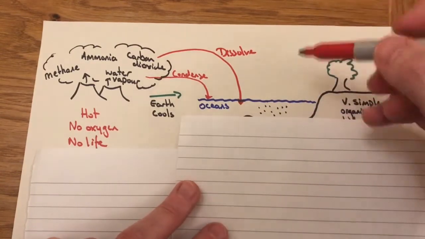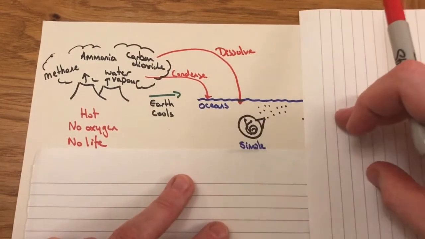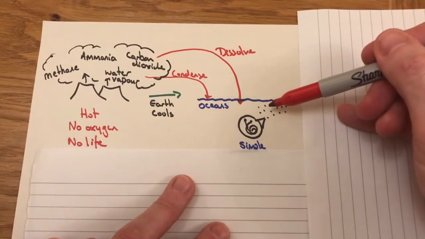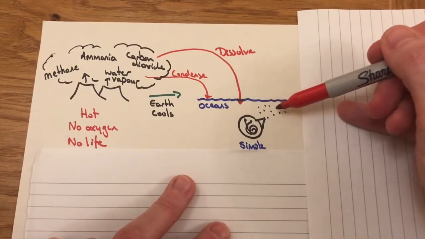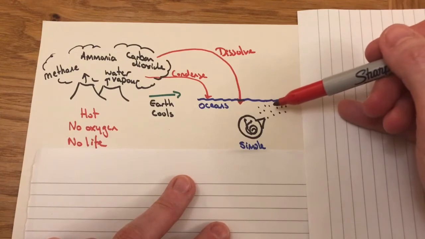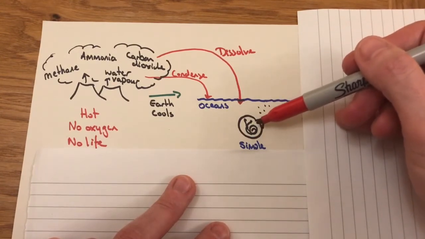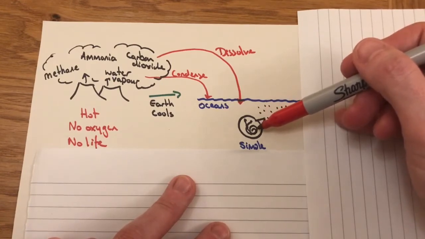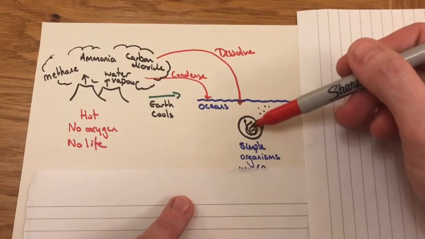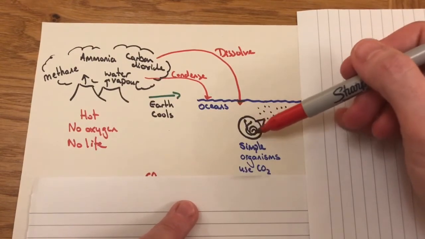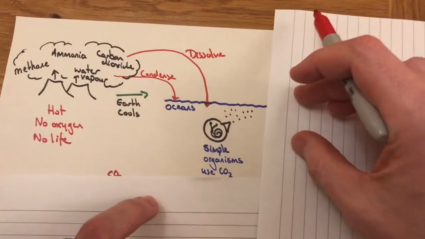Once that carbon dioxide is in the ocean, we start to get very simple, in some cases single cell, creatures that will start to use that carbon dioxide. For example, we know that the shells on creatures contain carbon dioxide that's been transformed by the organism, and that means it starts to trap that carbon dioxide inside. So they start to use up the carbon dioxide.